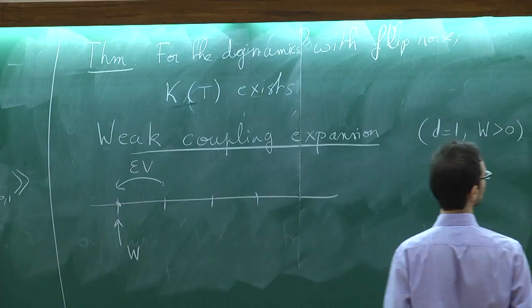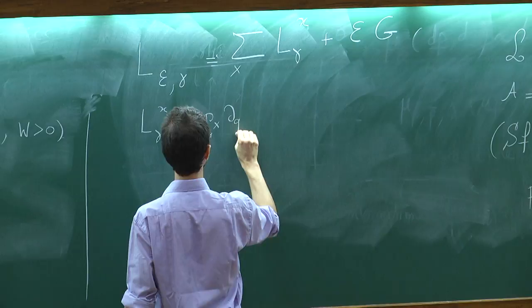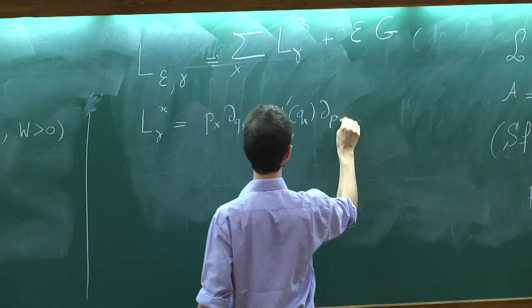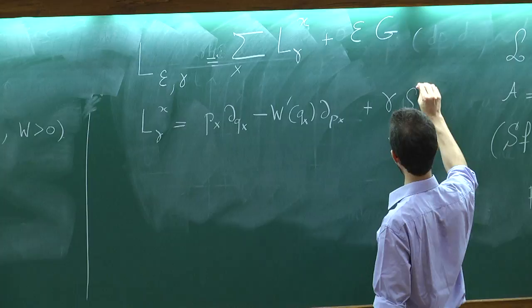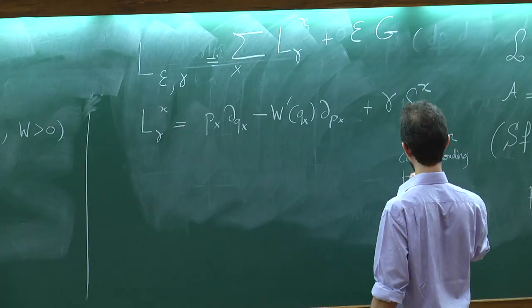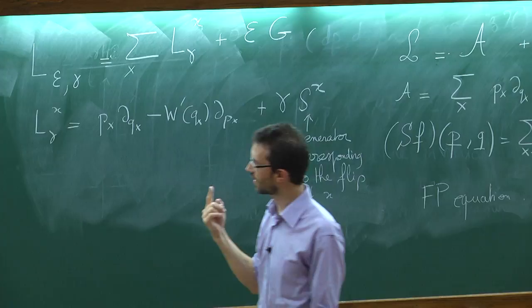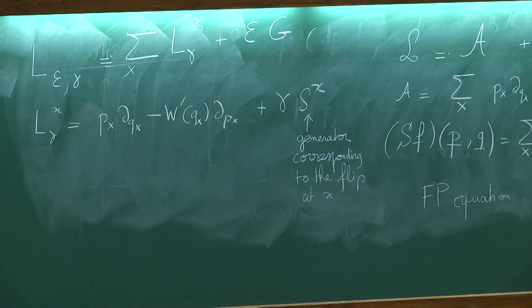Okay. So L gamma x is just given by the following: p_x d/dq_x minus W prime of q_x d/dp_x plus gamma times S_x, where S_x is the generator corresponding to the flip at x. Okay, so the generator describes the individual dynamics on each site, where you have a particle evolving in the potential W with some flip at random exponential times.